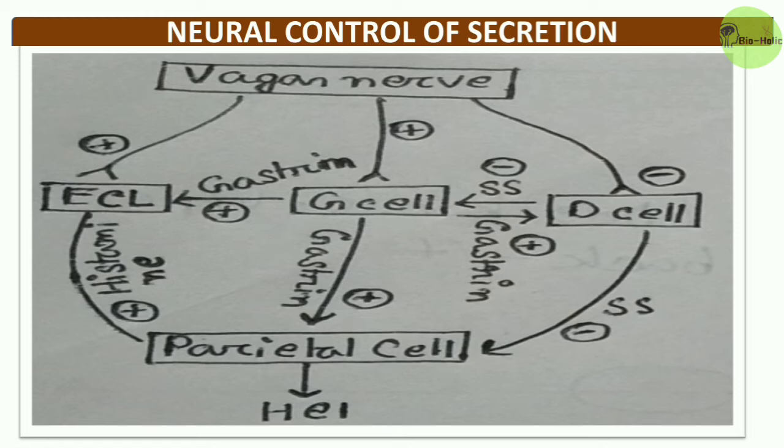The G cell secretes gastrin, which sends positive feedback to the parietal cell to increase HCl secretion, and the D cell sends negative feedback through secretion of the hormone somatostatin to the parietal cell, and this decreases the secretion of HCl in turn. The D cell also sends negative feedback to the G cell to decrease the amount of gastrin secreted.